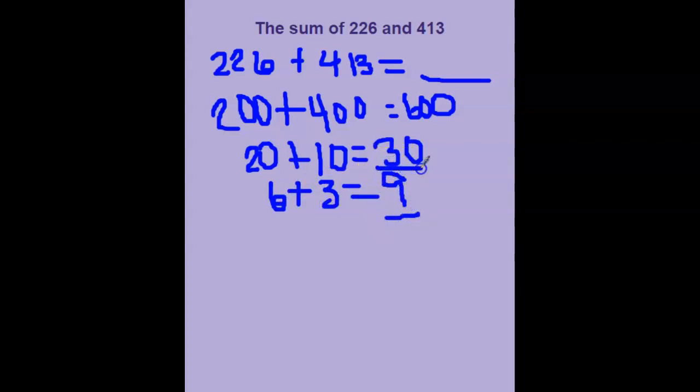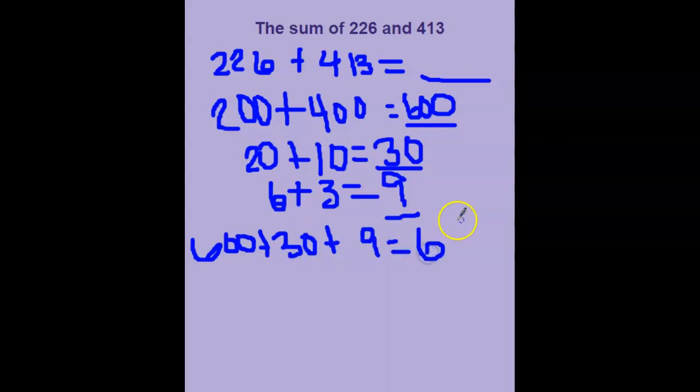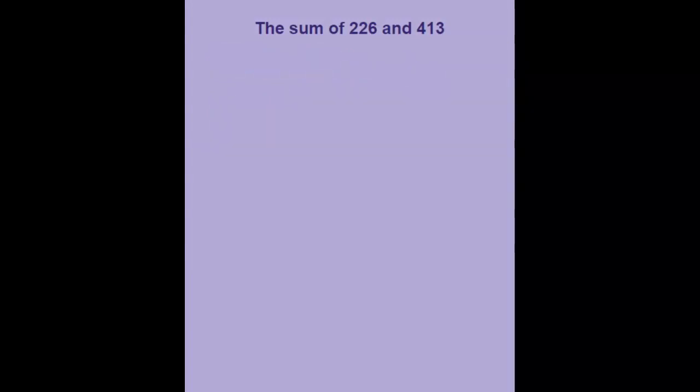Now I have all of my sums from the different place values, and I'm going to add them all together. 600 plus 30 plus 9 equals 639. We're going to do one more, boys and girls, and then you're going to have time to practice in your own station.